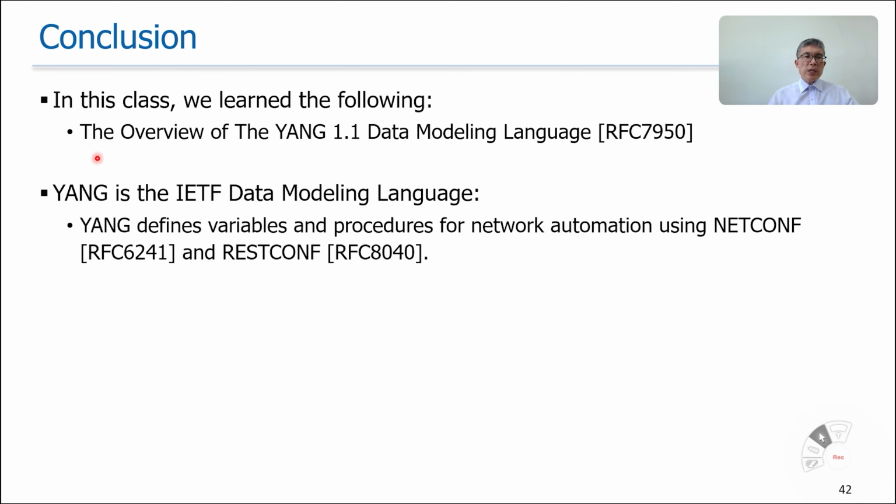Conclusion. In this class, we learned the following: the overview of the Yang 1.1 data model language in RFC 7950. Yang is the IETF data model language. Yang defines variables and procedures for network automation using NETCONF RFC 6241 and RESTCONF. This one operates over XML and HTTP protocol, RFC 8040. Okay. If you have a question, please let me know. Thank you for your attention.